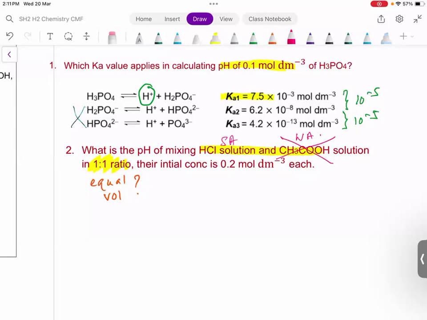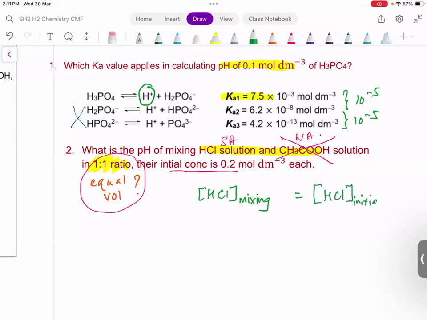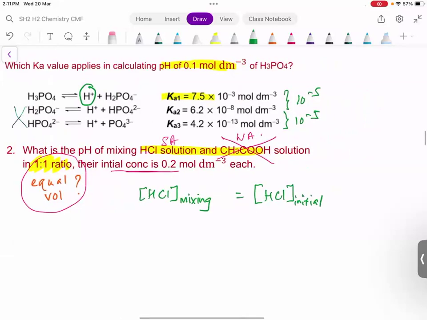Initial concentration is 0.2. What is the significance of this? HCl concentration upon mixing, is it still the same as the initial before mixing? Then what is the relationship? It will be half, because your total volume is double.